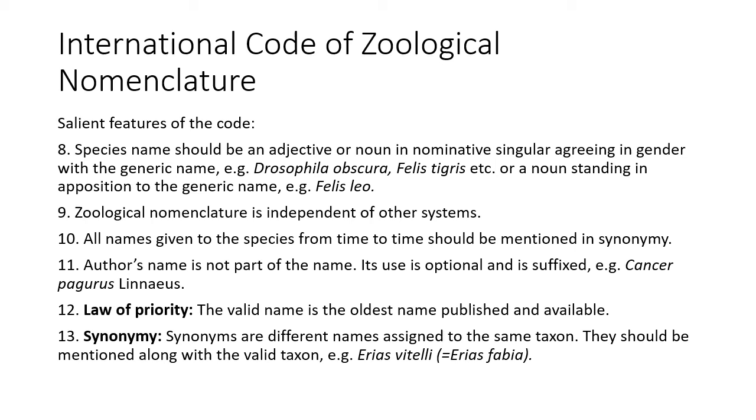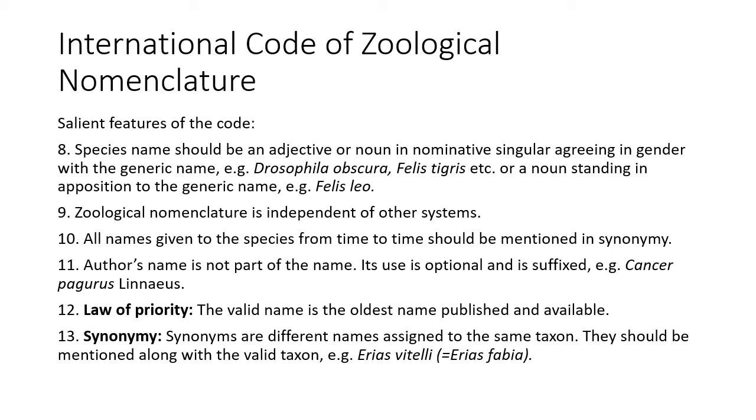All names that are given to the species should be mentioned in synonymy. So for example, the same species in different regions can be called by different names using this International Code of Zoological Nomenclature, simply because, let's say, people did not know of the existence of this other name or so on. So if that is the case, then these different names should be listed. For example, synonyms are different names assigned to the same taxon. They should be mentioned along with the valid taxon. So for example, Arias vitelli, if it is also called Arias fabia, that should be given in the bracket.